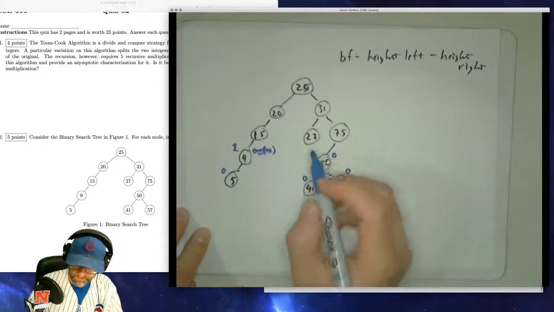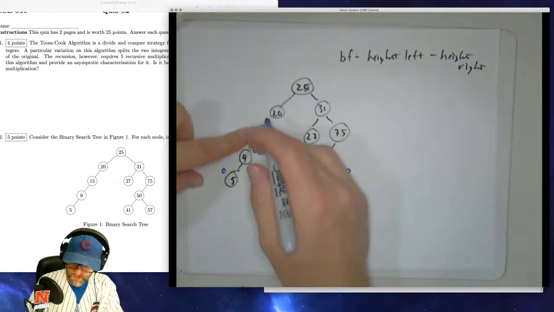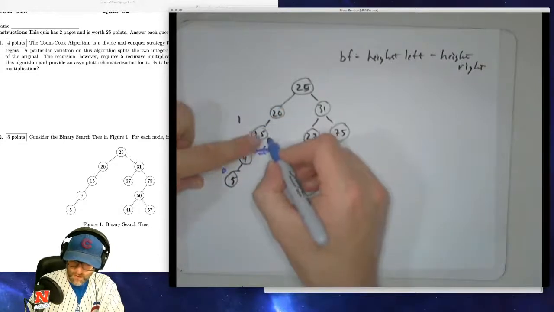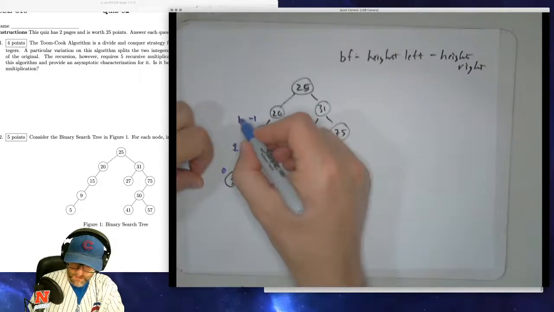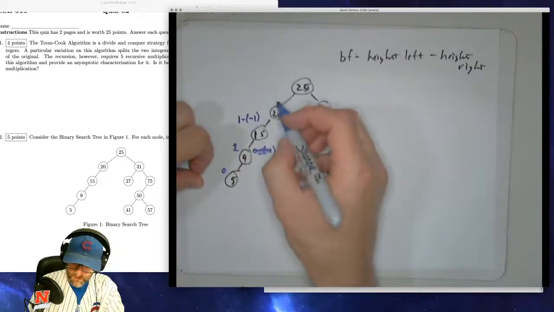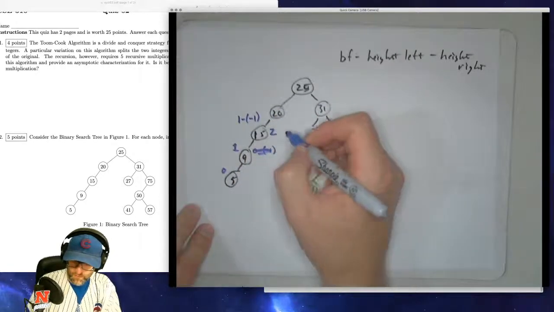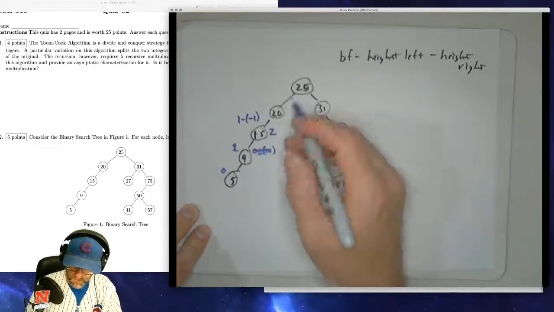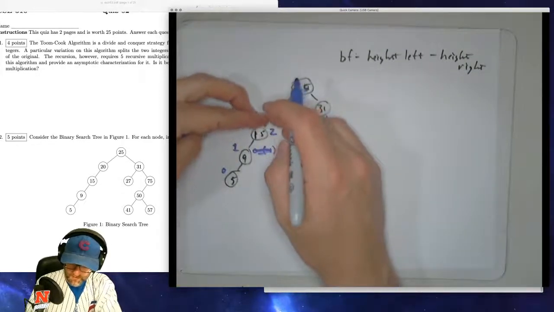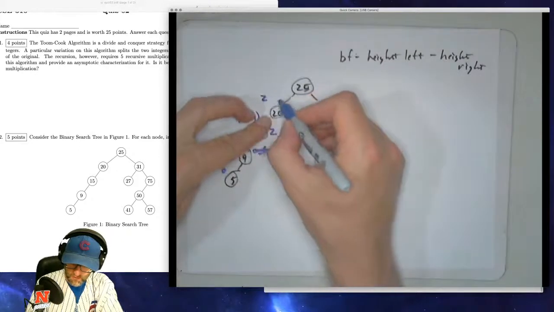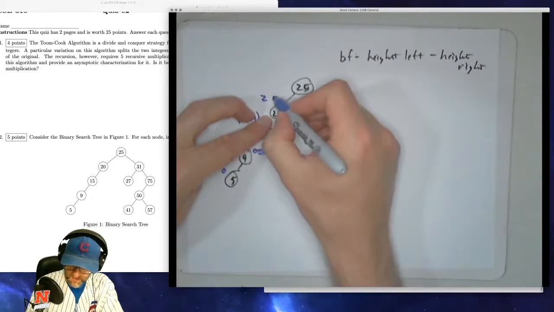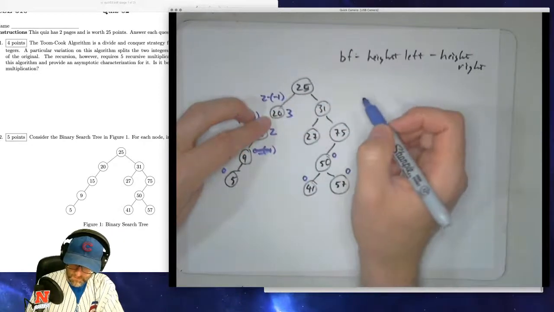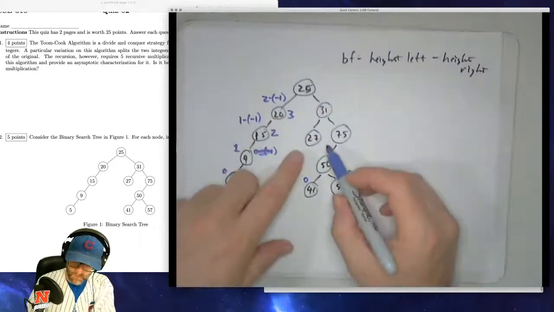Okay. The balance factor here is going to be 1 in the height of the left subtree, and then -1 in the right subtree. So the difference here is going to end up being 2. Again, subtracting off a negative is going to make it positive. The height of the left subtree here is 2. The height of the right subtree, which is empty, is -1. So its difference is going to end up giving you 3. All right. Let's go back over here.